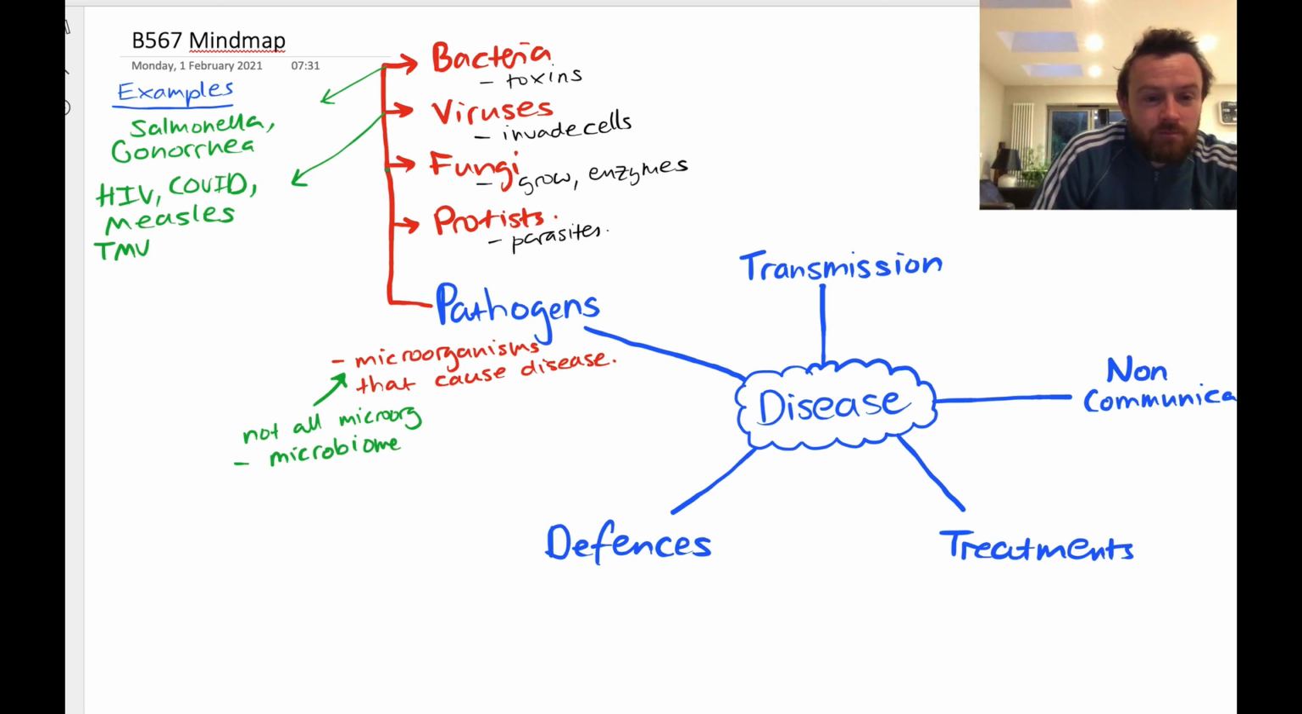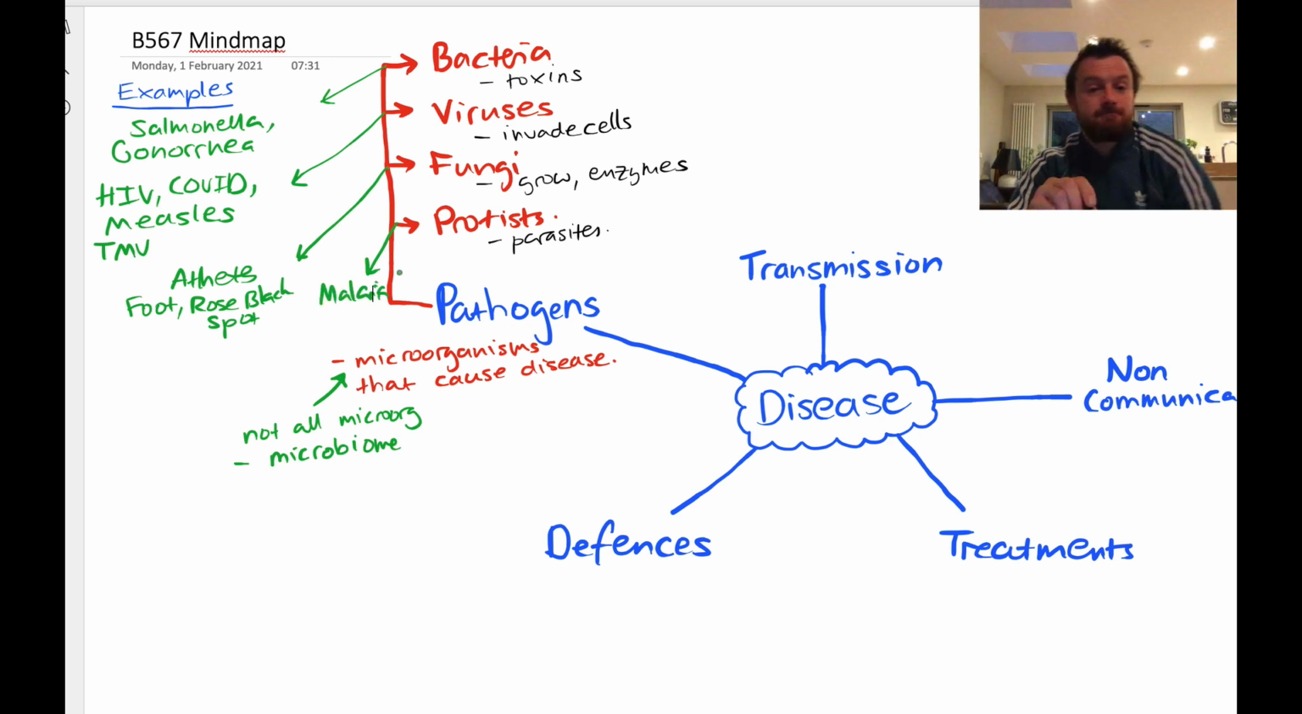Fungi. Really, we've just got athlete's foot for humans. And we've got stuff like rose black spot in plants. And protist, the main one, really the only one you need to know, is malaria. Okay, so those are some examples to the left.